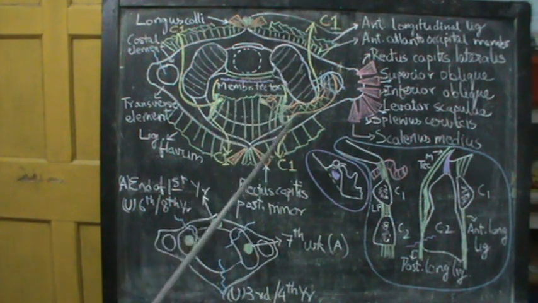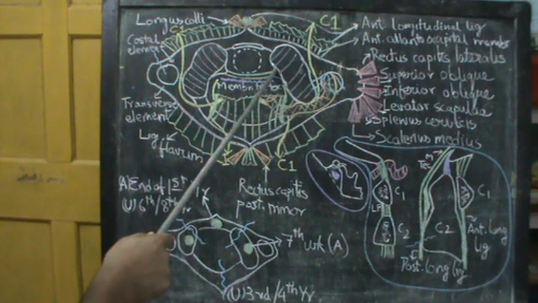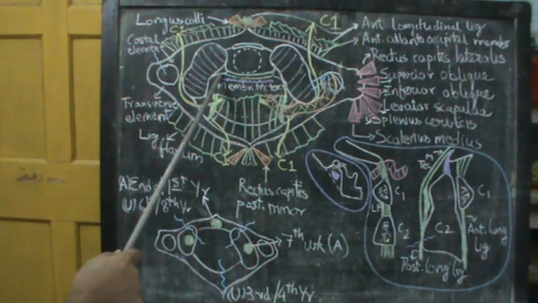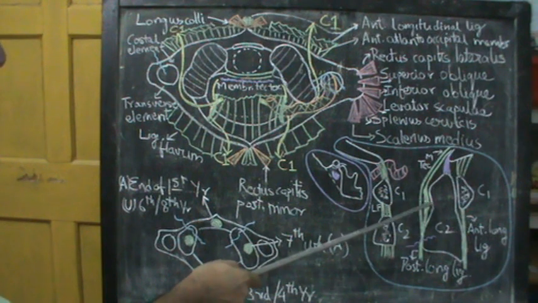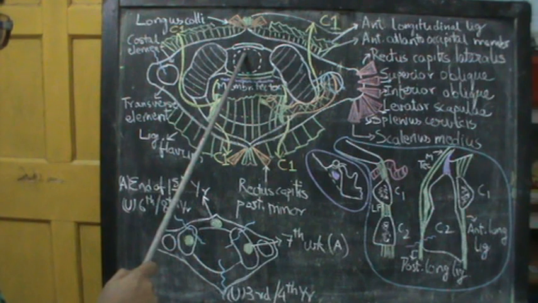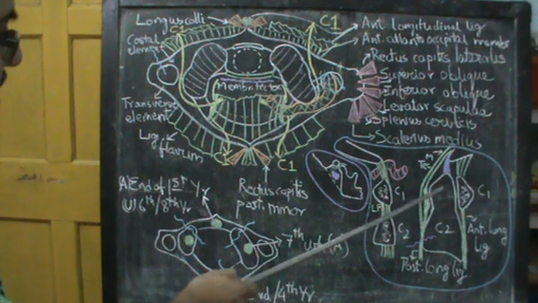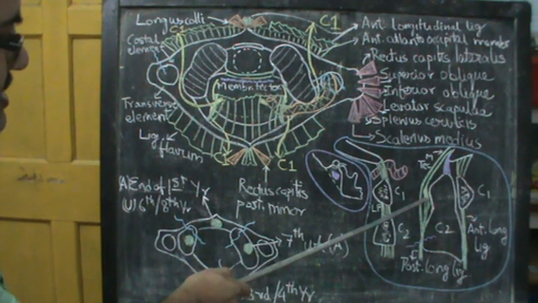Coming back to the lateral mass, we have already seen that these medial tubercles are there, and you have the transverse ligament of the atlas, which we have drawn here. You can see the transverse ligament of the atlas here. It is holding the odontoid process of the axis here.